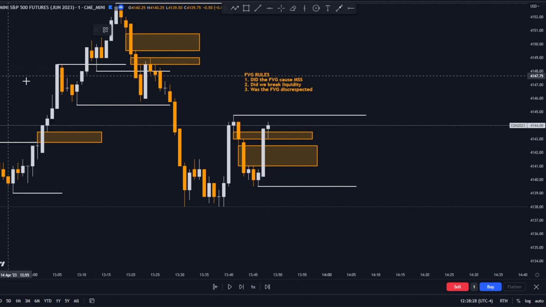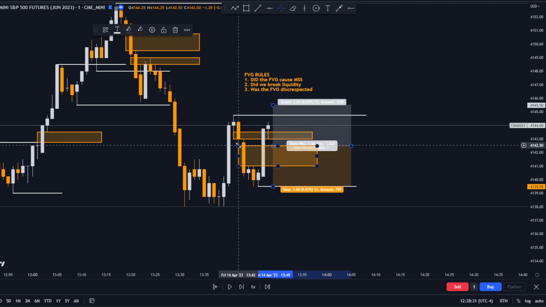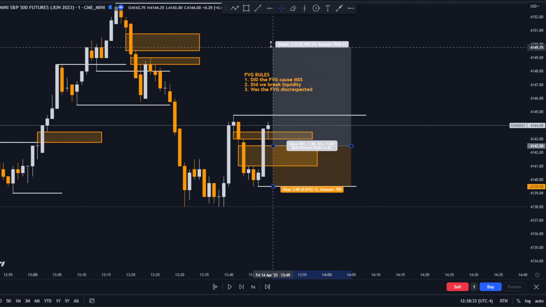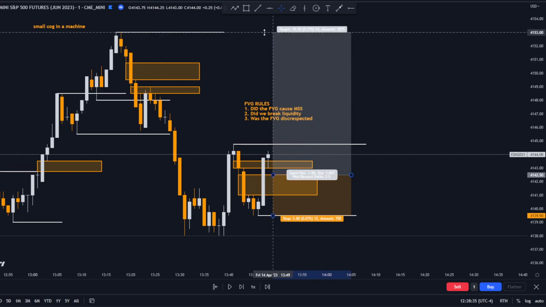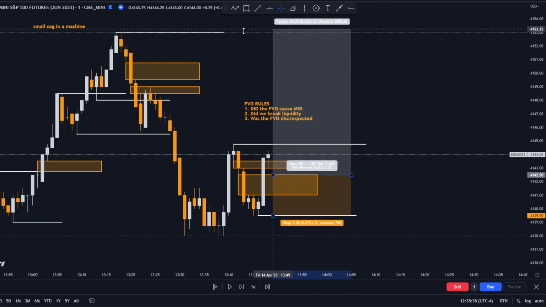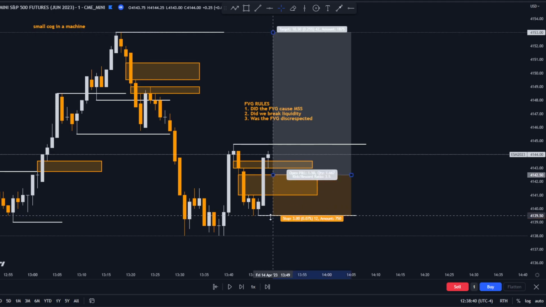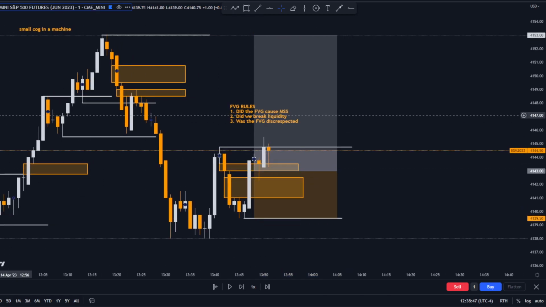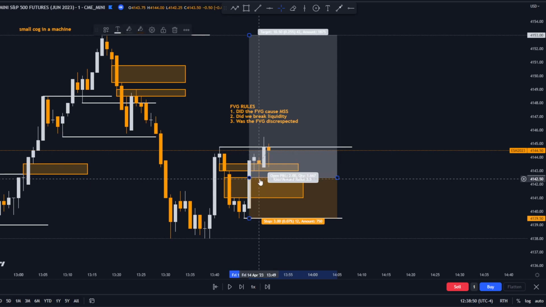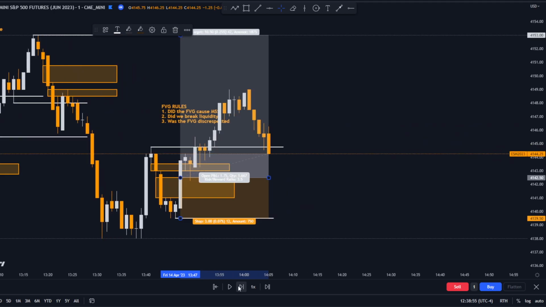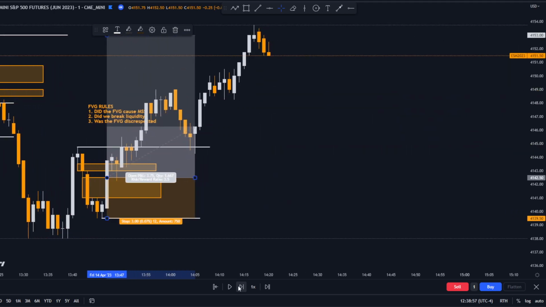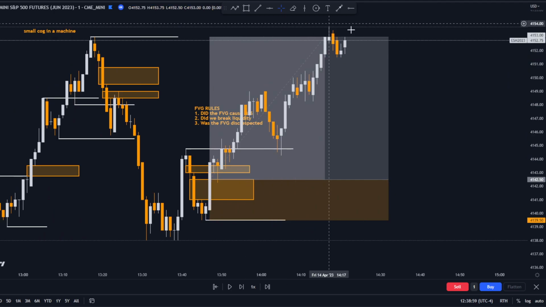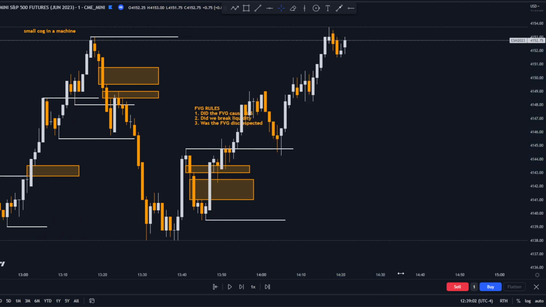So my interest would be here, entering on this fair value gap, targeting liquidity here or here. Stop below this. So you can see that we got the entry, one tick below. And now we got the target hit. Simple as that.